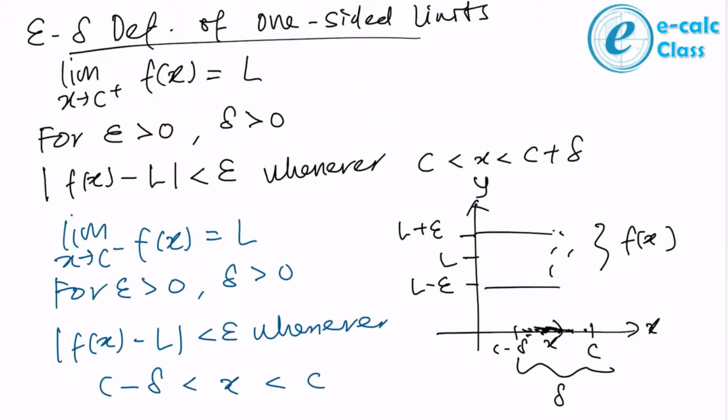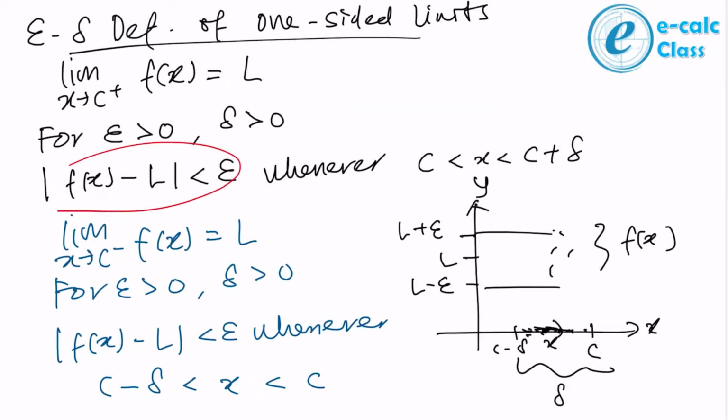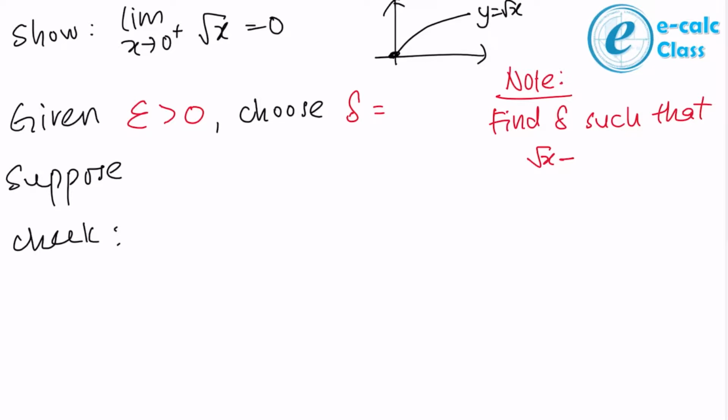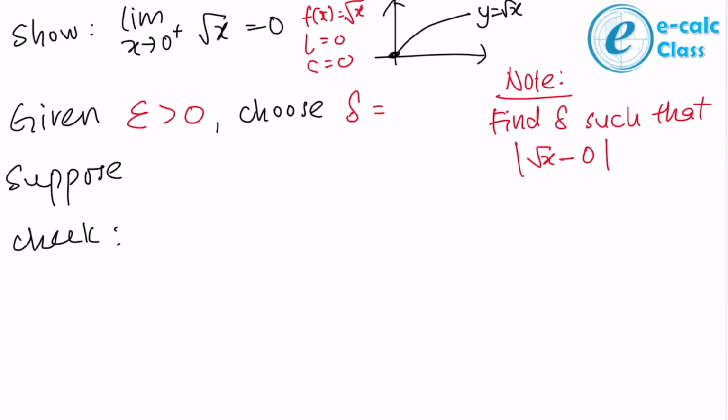remember from here? So now who is your f(x)? Your f(x) is square root x. Who is your L now? Your L is 0. C is also 0. So the absolute value of f(x) minus L is smaller than epsilon.